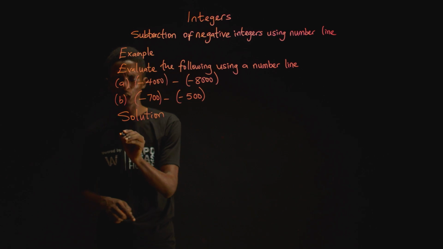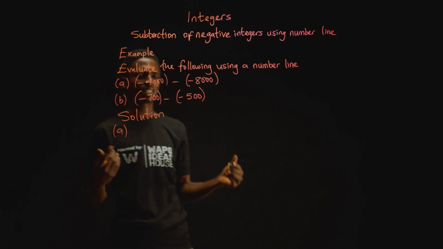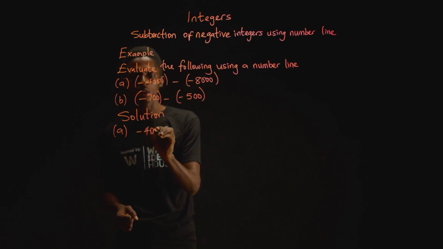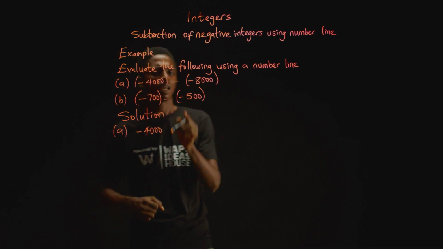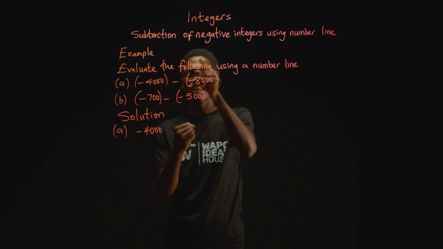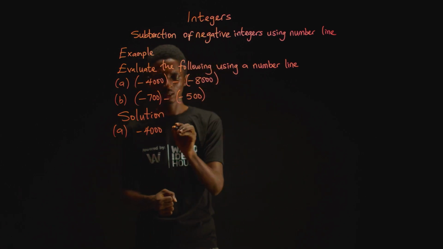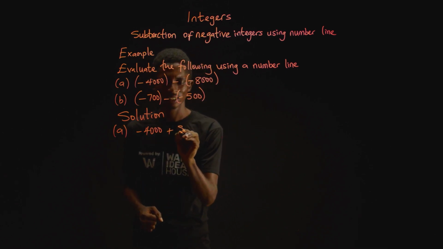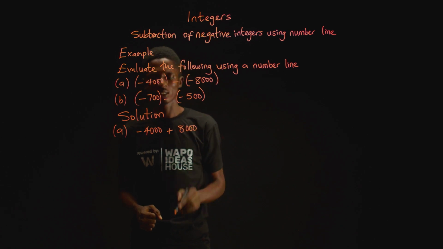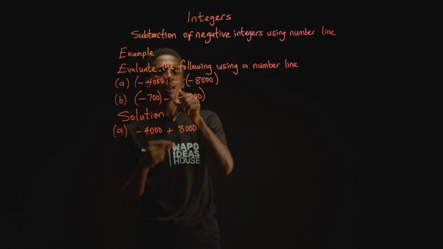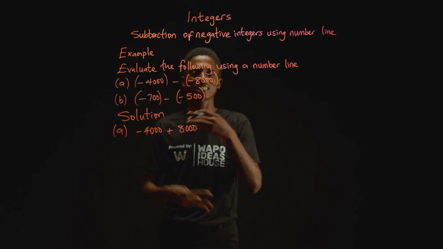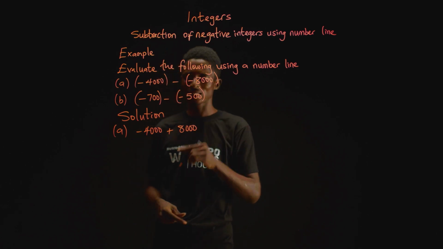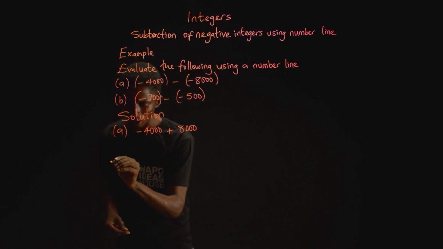For the first expression, we rewrite it. We have here minus 4,000. Now because we have minus, it becomes plus. And what we have here is then 8,000. That is, from minus 4,000 minus 8,000, it can be rewritten as minus 4,000 plus 8,000. Now we show this on a number line.